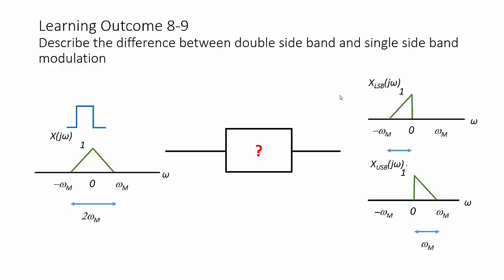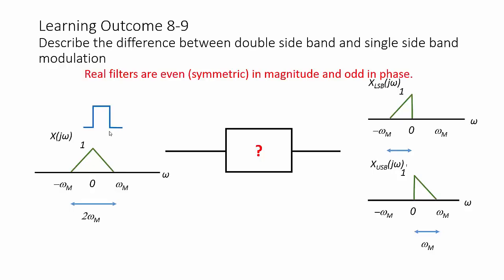Well, we could apply a filter to block out half, or a filter on the other side to block out the other half. It's a good idea, but because this filter is not symmetric around 0, it's very hard to realize. Because remember, just like with signals, real filters will be even or symmetric in magnitude and odd in phase. And these two examples were not. So therefore, they're a little bit hard to realize.